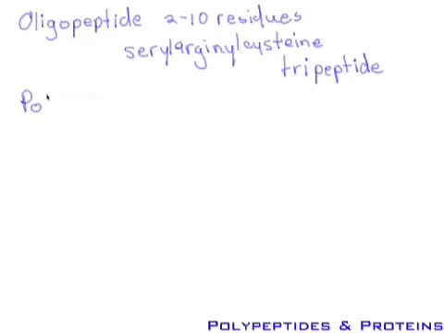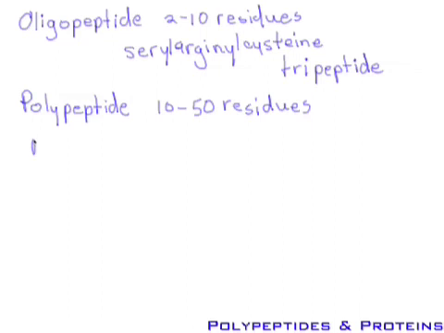Polypeptides, unlike polysaccharides, which is any sugar in excess of the oligosaccharide, greater than 10 sugars, are limited to less than 50. So typically from 10 to about 50 residues. A special term is used for more than 50 amino acid residues, and that is the term protein.